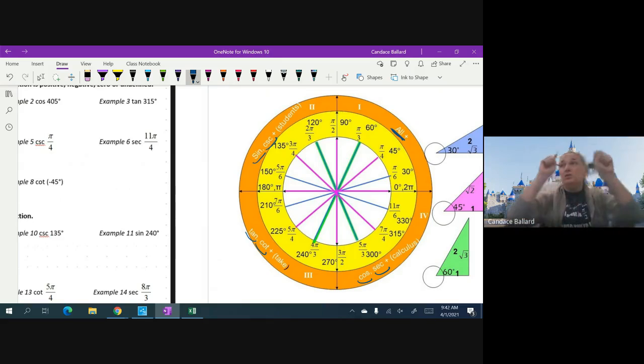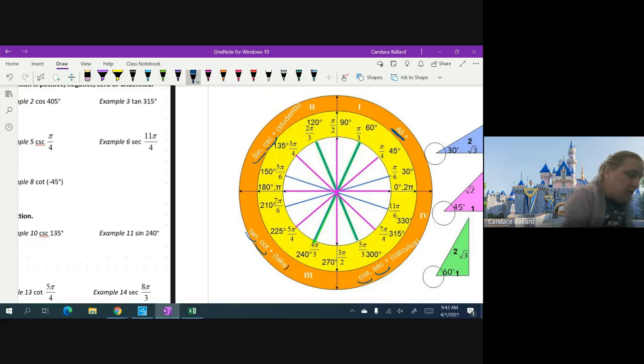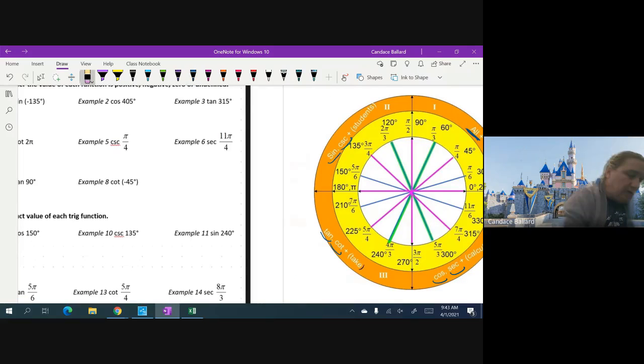So all we're going to do is use the orange ring right now, and then we will add on to it in a few minutes. Okay, I'm going to do a couple with you, and then I'm going to ask for some help in the chat.